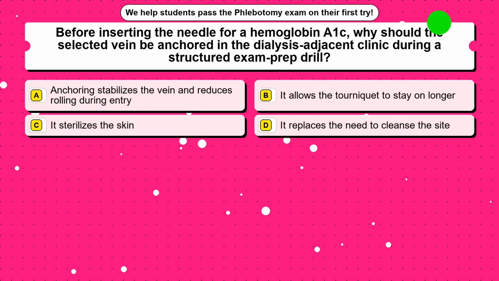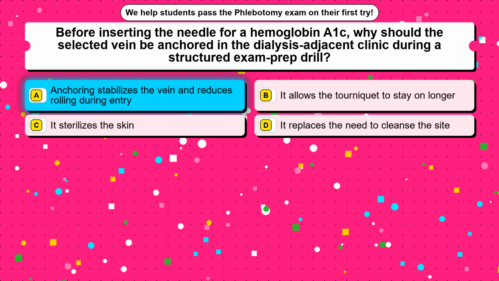Question 15. Before inserting the needle for a hemoglobin A1C, why should the selected vein be anchored in the dialysis adjacent clinic during a structured exam prep drill? Option A, anchoring stabilizes the vein and reduces rolling during entry. Option B, it allows the tourniquet to stay on longer. Option C, it sterilizes the skin. Option D, it replaces the need to cleanse the site. The correct answer is option A.